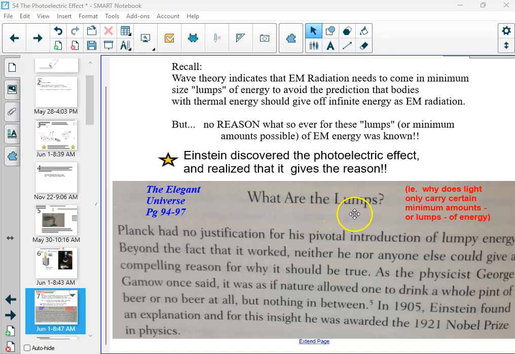Here are more bits from a book that help justify the details of why it indicates that light is really made up of particles. Planck had no justification for his pivotal introduction of lumpy energy.